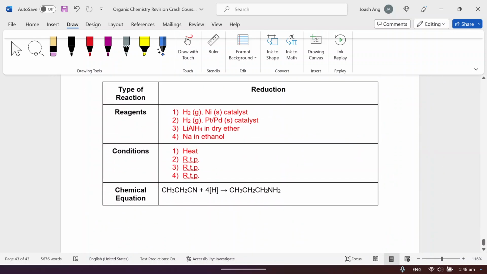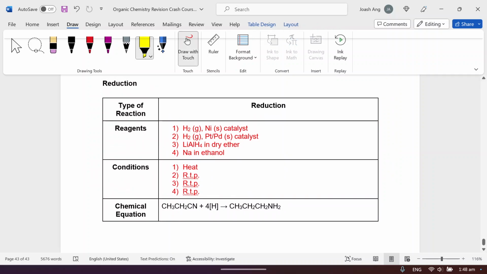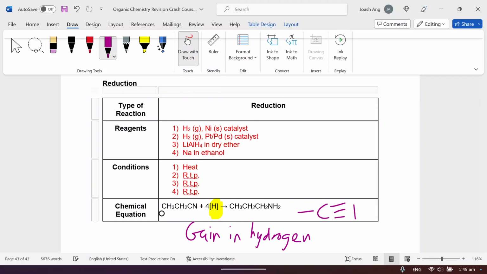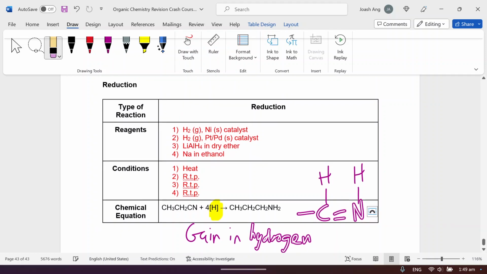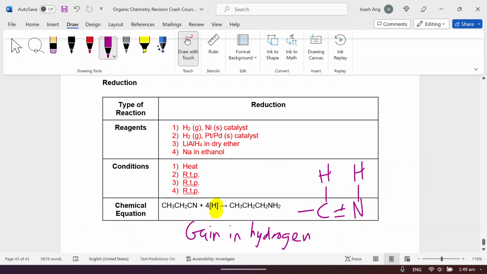For reduction, these are the reagents that we use, and we represent the bracket H to show there is a reduction, to show that there's a gain in hydrogen. As per normal, this triple bond, I would want to convert it to a saturated molecule. So what I do is I remove one of the bonds. It works like the reduction of alkenes. So remove one bond, add two hydrogens, remove the second bond, and add two hydrogens.